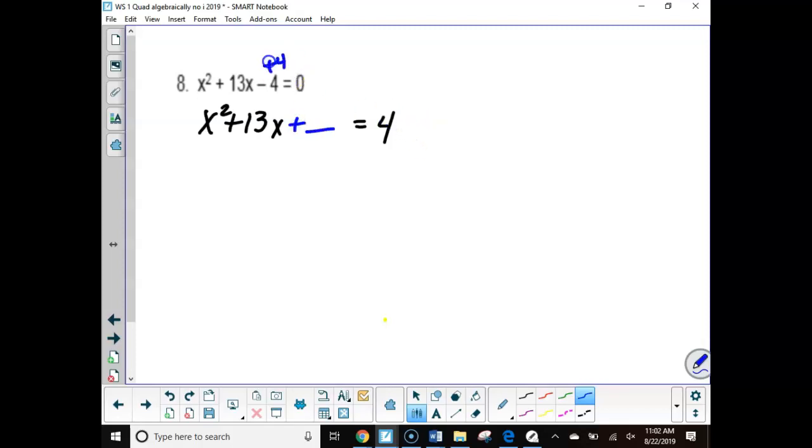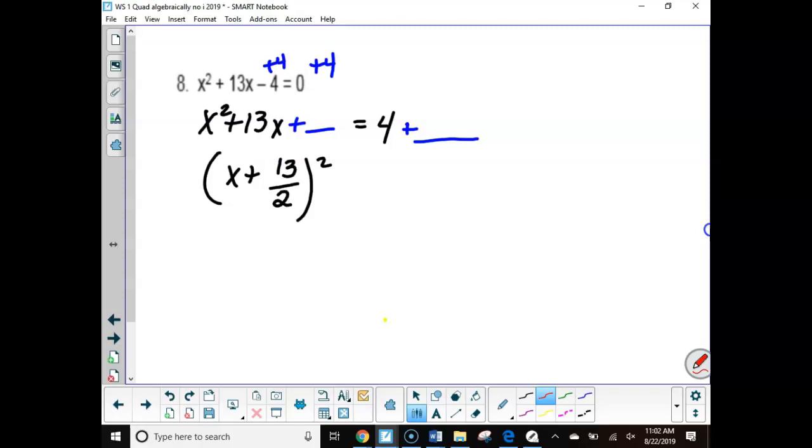I added 4 to move it over there. Okay, the part that's not making me happy is what? It's not an even number. So what do I have to do to that? I'd rather you left it as a fraction. You're supposed to divide this by 2, so it's 13 over 2.